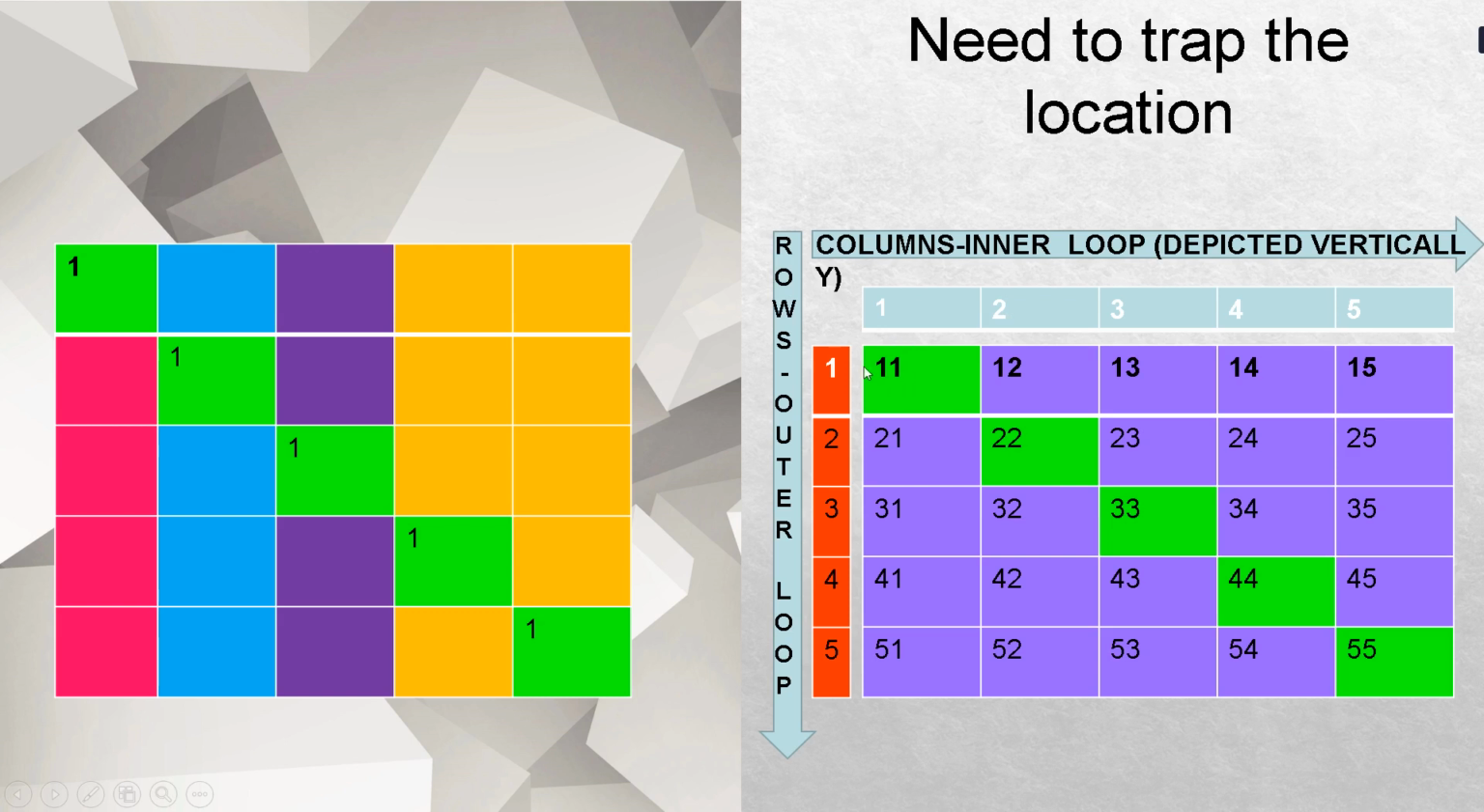Now over here, children, when I'm talking about 1 1, 1 is the column and 1 is the row. 2 2, 2 is the row, 2 is the column. 3 3, 3 is the row and 3 is the column. 4 4, 4 is the row, 4 is the column, and 5 5, 5 is the row and 5 is the column. If we see carefully, in these 1 1, 2 2, 3 3, 4 4, 5 5, x and y are same.